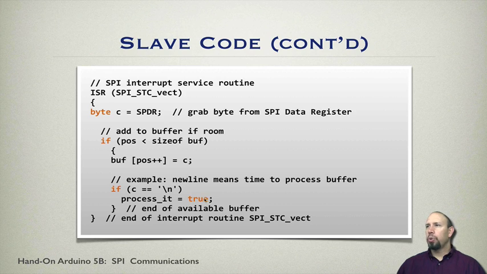And so this sets the Boolean value processIt to be true. We'll do all of this as long as our buffer is not full. If our buffer is full, then we'll skip this. Okay, and so that's the interrupt service routine.